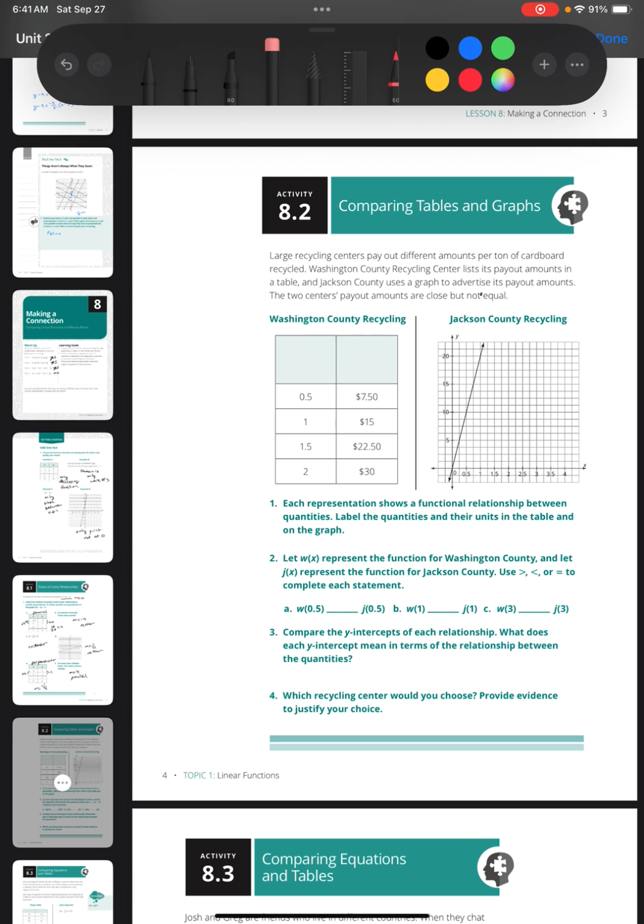Okay, so number one, each representation shows a functional relationship. So we don't have any repeating inputs with different outputs. So there are no payouts that are different.